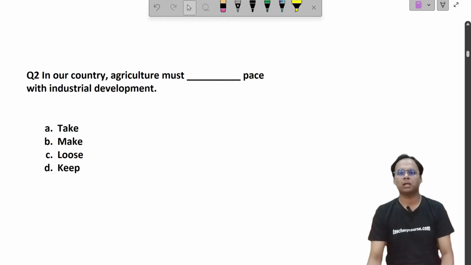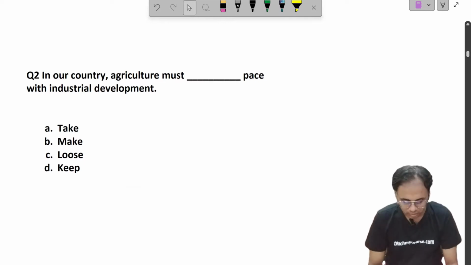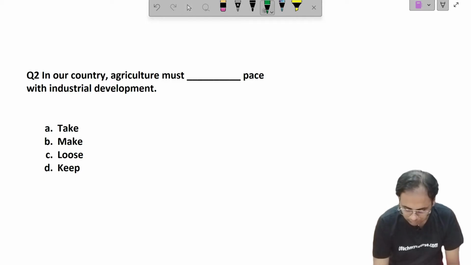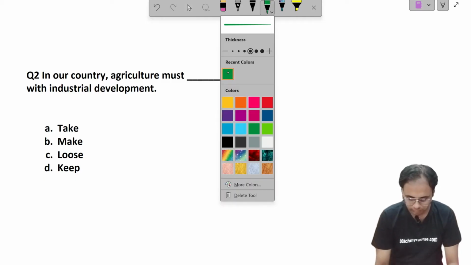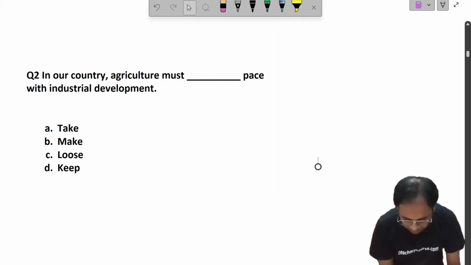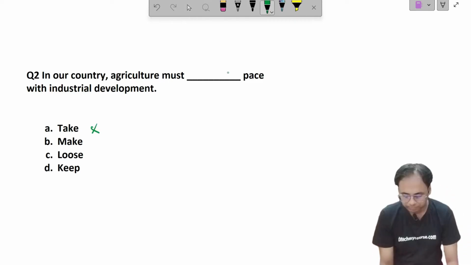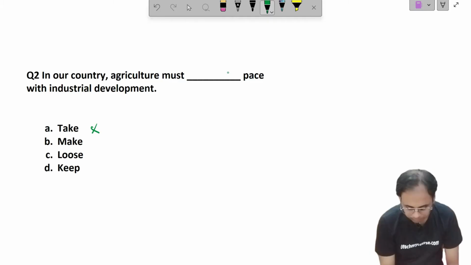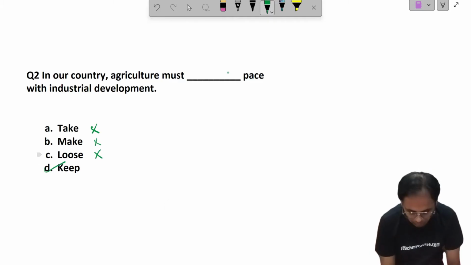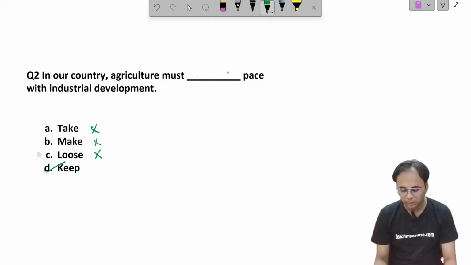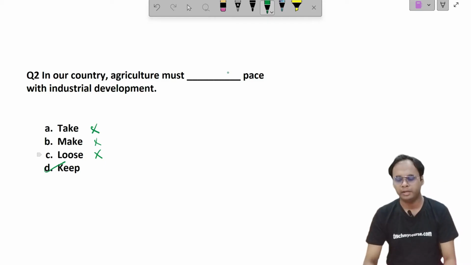Remember, the first four questions are based on fill in the blanks. Okay, so in our country, agriculture must dash pace with industrial development. So what would come here? Like, can it be take peace? No, it doesn't make any sense. Make peace with industrial? No. Lose peace? No. Only keep pace makes sense. Like in our country, agriculture must keep pace with industrial development.